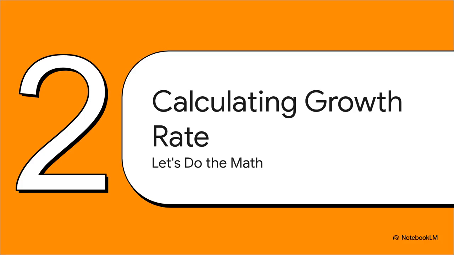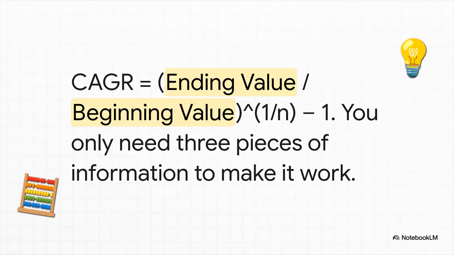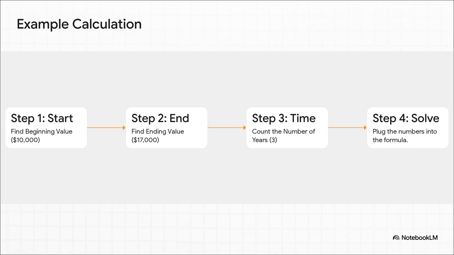Now, you might hear compound annual growth rate and think the math is going to be a nightmare. But I promise you, it's way more straightforward than it sounds. We're going to do it together right now, and you'll see that anyone can figure this out. Okay, here's the formula. Don't let the brackets and exponents scare you off. The beautiful thing here is that you only need 3 little pieces of information to make this whole thing work: where you started, where you ended, and how long it took. That's it. So let's run through a quick example.